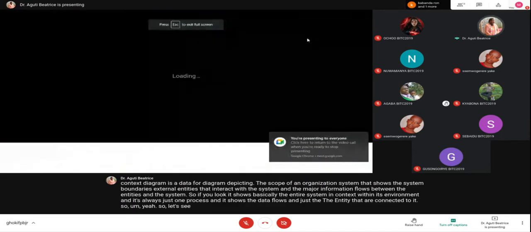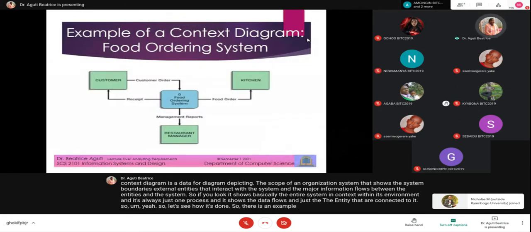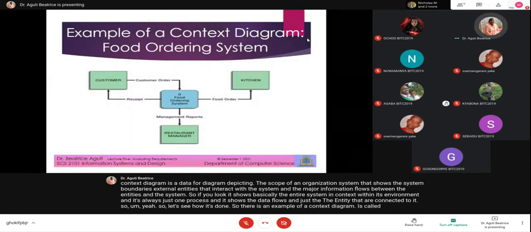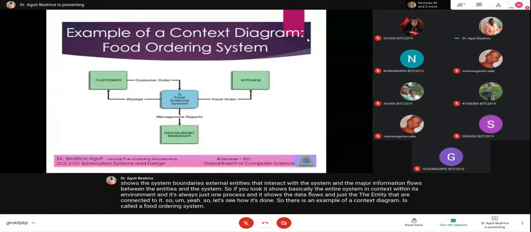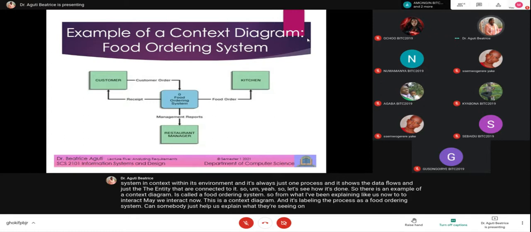Let's see how it's done. So there is an example of a context diagram. It's called a food ordering system. So from what I've been explaining, I would like us now to interact. May we interact now? This is a context diagram, and it's labeling the process as a food ordering system. Can somebody just help us explain what they're seeing on their screen? Just to make sure that we are following.